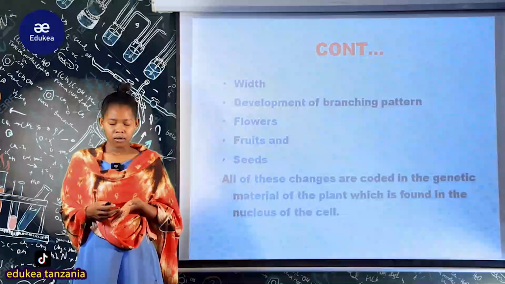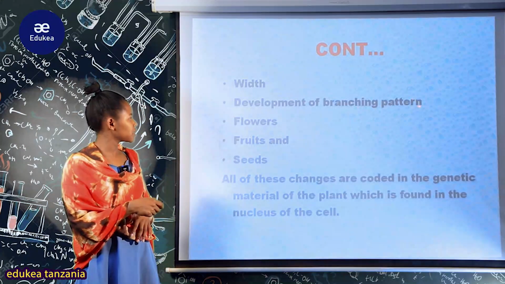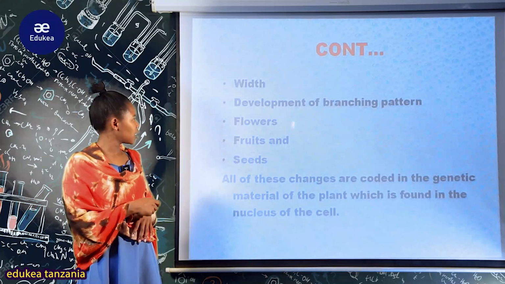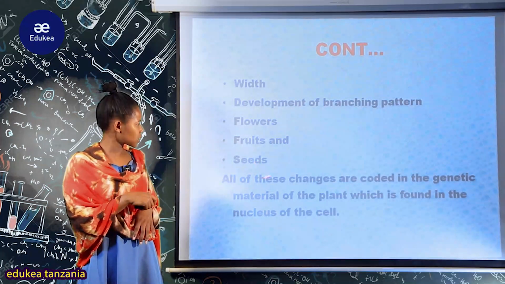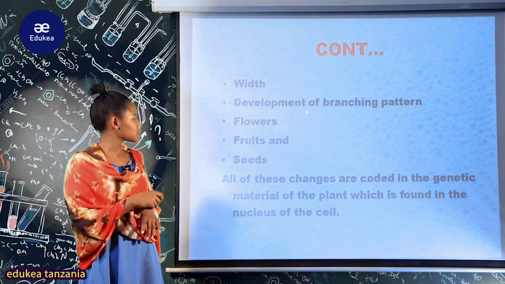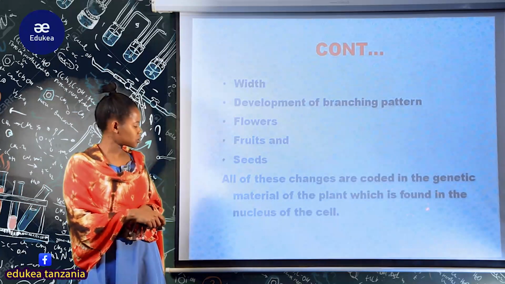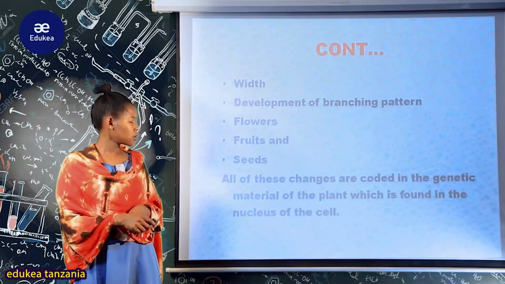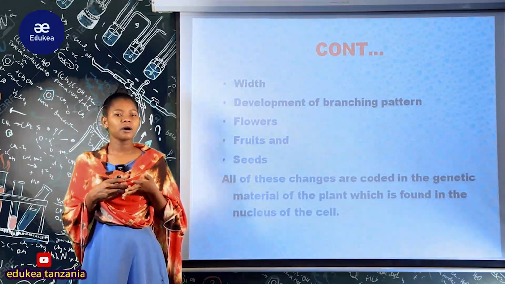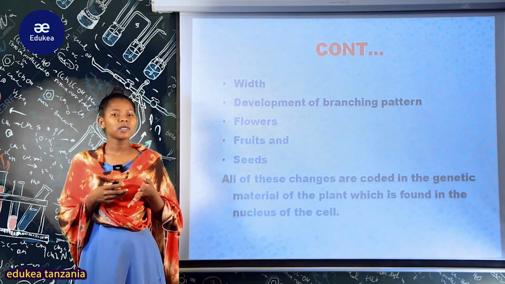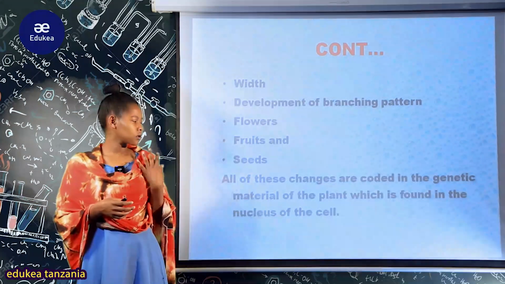And now, also, other genetic characteristics such as seed development, branching pattern, flowers, fruits, and seeds can affect the growth of the plant, as these characteristics vary from one plant to another due to genetic factors. All of these changes are coded in the genetic material of the plant, which is found in the nucleus of the cell. So as we see here, we are talking about genetic factors, and most of the plant characteristics or animal characteristics differ from one species to another, and they are encoded in the genes of their DNA.